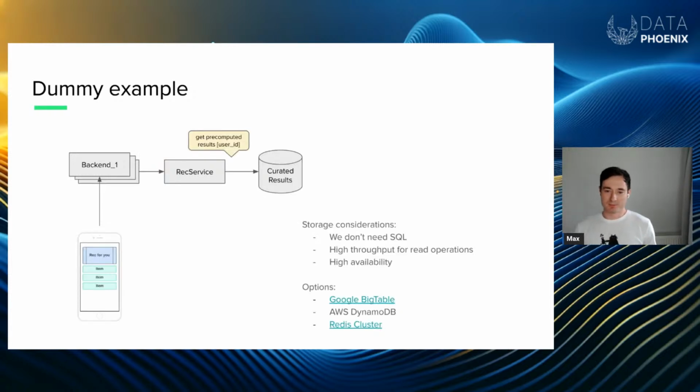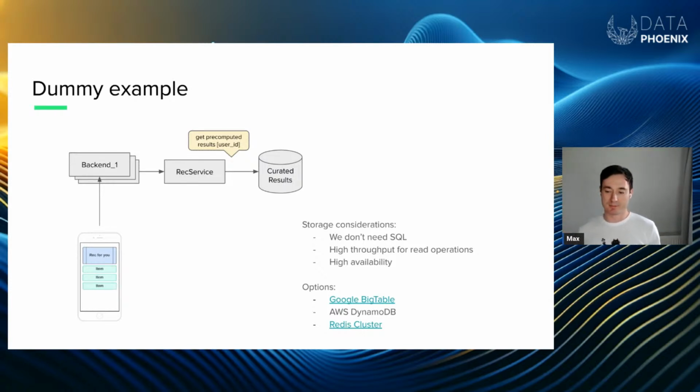So as mentioned, whenever we get the request, we won't recompute anything on the fly. We would actually go to some storage system and get back the pre-computed result. I think the industry jargon for that is curated result. A few considerations of what type of storage we should pick. First of all, we don't really need SQL, we're just interested in a simple key value lookup. So given the user ID, get the previously computed results.